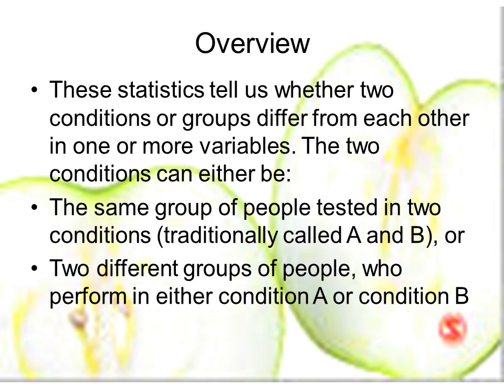one or more variables. The two conditions can be either the same group of people tested in two conditions, traditionally called Group A and Group B, or two different groups of people who perform in either condition A or condition B. So once again, we're going to be looking at whether or not what we're studying, we're looking for differences, not similarities, but differences in the groups.